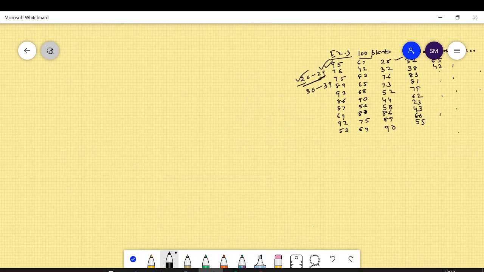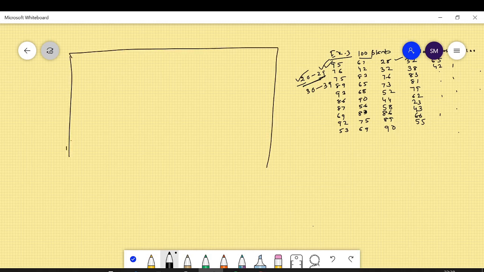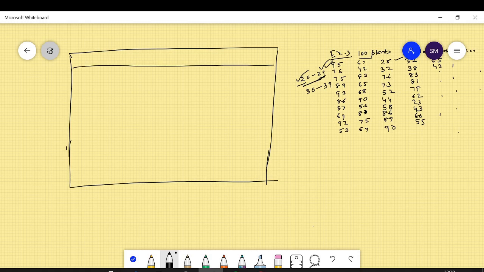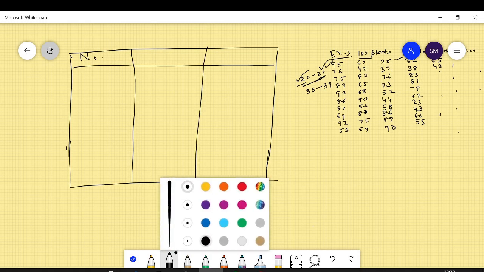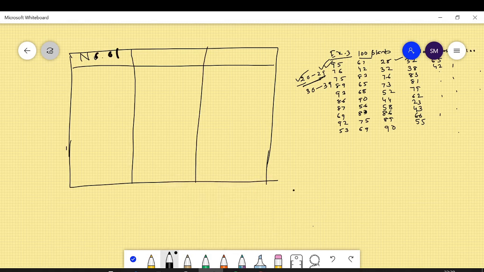Look at here. Suppose the data is given in this way, we make this table to show the process of class width. We make this given raw data into a class width table. Here number of plants, then next here tally mark.